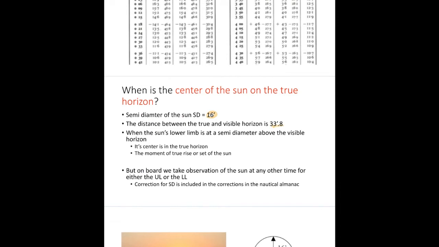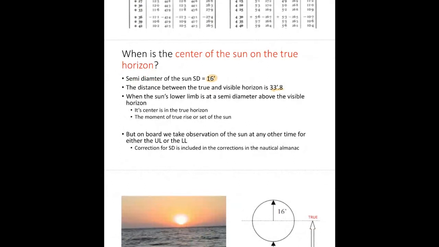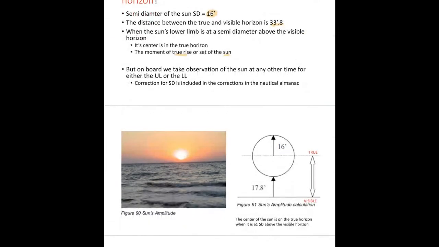Now, when the sun's lower limb is at a semi-diameter above the visible horizon, we know that the center is on the true horizon. That is the moment of true sunrise or sunset. But unfortunately, on board, in most cases, we take observations of the sun at any time for either the upper limb or the lower limb. And so this means that we will have to apply corrections for the semi-diameter.